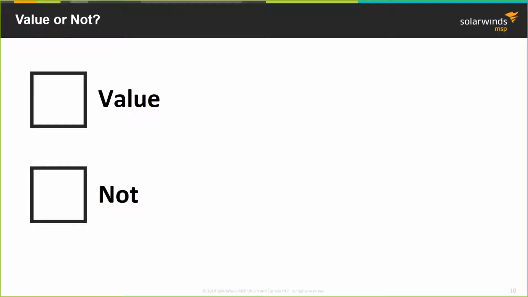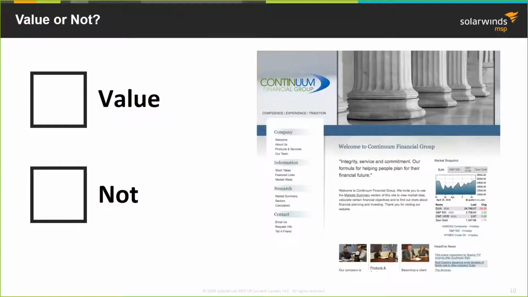So I want you to take a look at these examples. Here we have Continuum Financial Group. Take a look at what they have to say here. I'll give you a couple of seconds to do that. They say that they back themselves based on integrity, service, and commitment. Our formula for helping people plan for their financial future. Welcome to Continuum Financial Group. We invite you to use the market summary section of the site to view market data, calculate certain financial objectives, and to find out more about financial planning and investing.